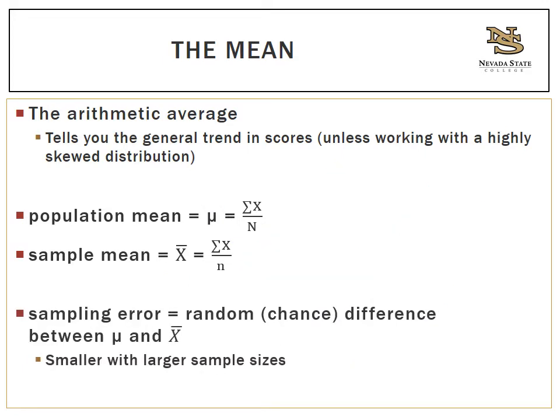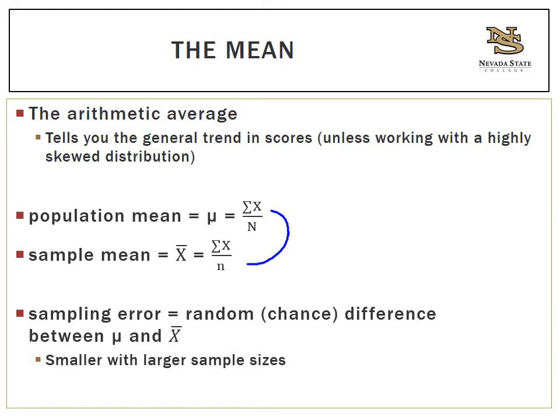So the sampling error is really getting at the naturally occurring difference between a population mean and a sample mean. Naturally occurring, random, chance. Just due to chance, any sample that you take from the population is going to have some error associated with it in terms of how well it represents the population.